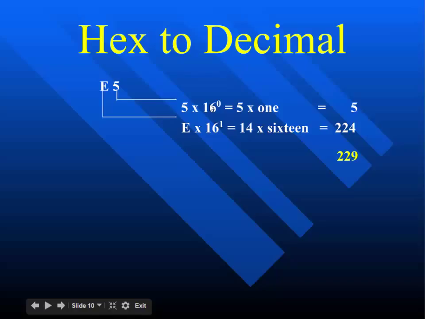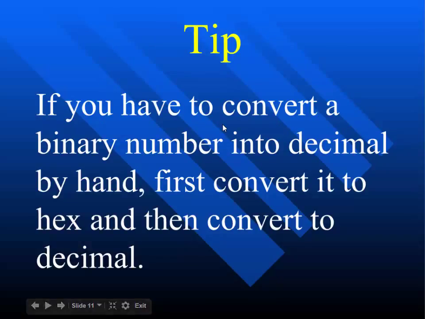So the thing to take away here is if you have to convert a binary number to base 10, first convert it to hexadecimal just by substituting using your worksheet, and then go about doing the process of converting it to base 10. So here's the tip. If you have to convert a binary number to decimal by hand, first convert it to hex and then convert it to decimal. It's much easier. So substitute the hex and then convert the hex in base 10.